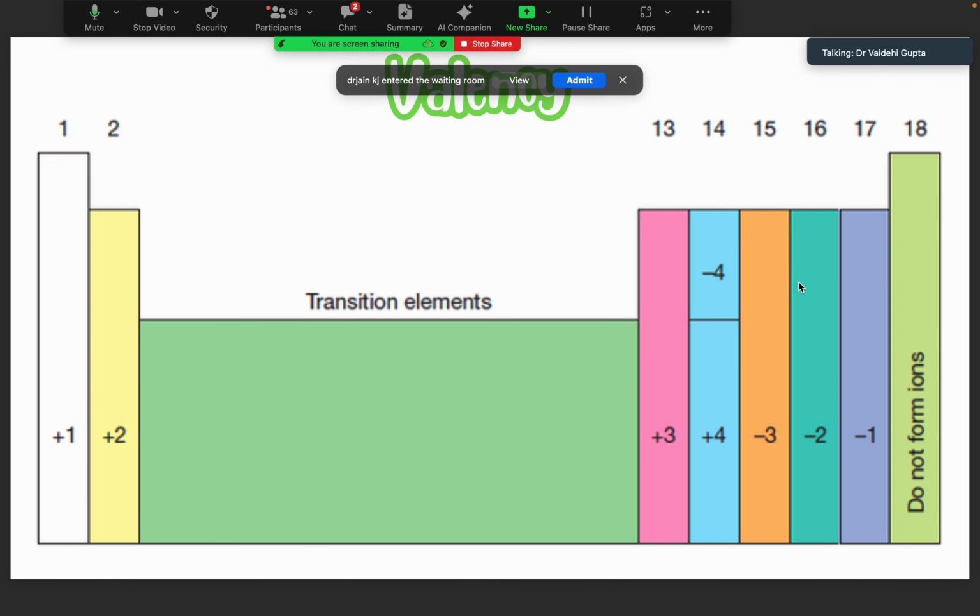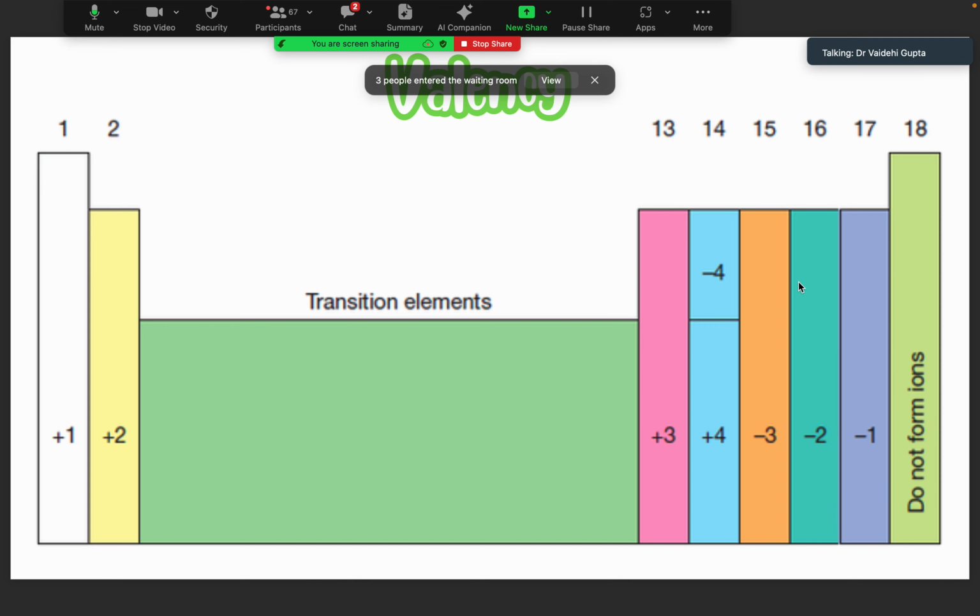Valency is the number of electrons an element loses or gains to complete the octet. That's why in column 1 there is +1, then +2, it gradually increases, and in transition elements, that is the D block, which lies between S block and P block, they have variable valency. Going further right, in column 13, it's +3, then suddenly it decreases: -4, +4, -3, -2, -1 and 0. Column 18 has 0.